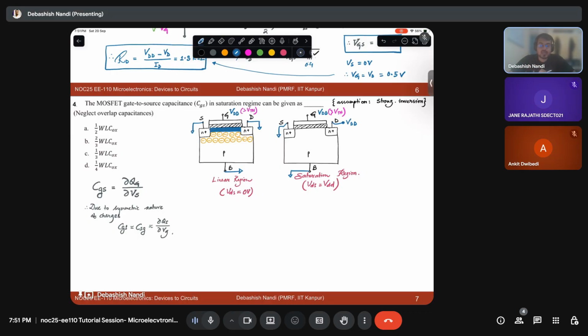Okay. But in case of saturation, what will happen? First thing is that this boundary will expand, and these charges will not be in a rectangular fashion, it will be in a triangular fashion. Now tell me why it will be so.